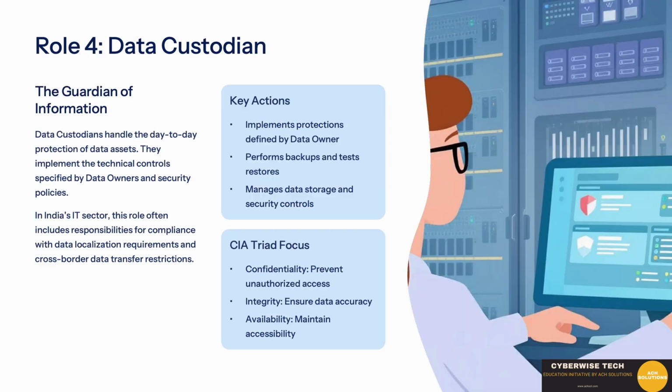The person the data owner delegates to is the data custodian. This is often an IT or system administrator. Their role is purely operational. They take the classification rules set by the data owner and apply them. The data custodian is responsible for the day-to-day tasks that protect the data. This includes performing and testing backups, ensuring data integrity is maintained, and managing the storage system where the data lives. They are guardians of the CIA triad: confidentiality, integrity, and availability for the data in their care.